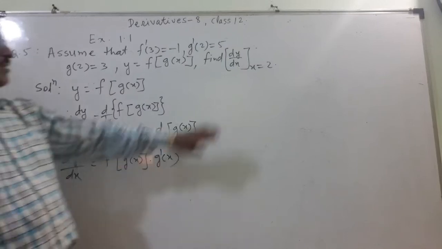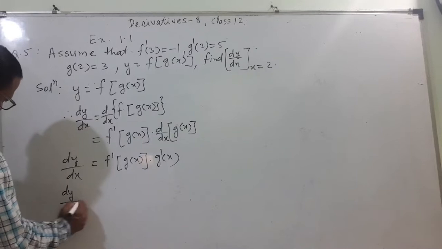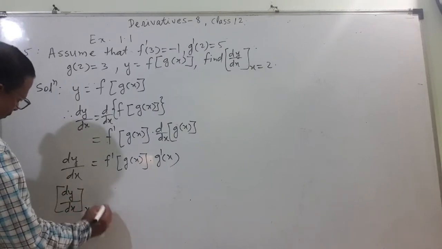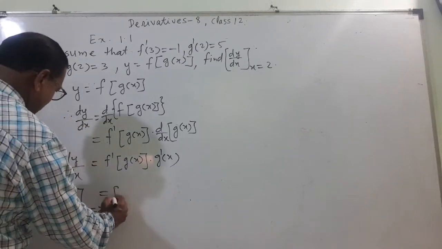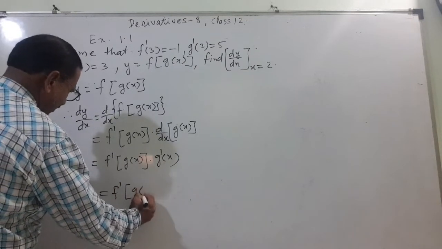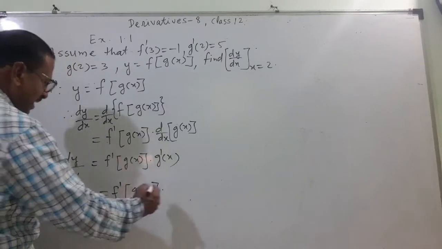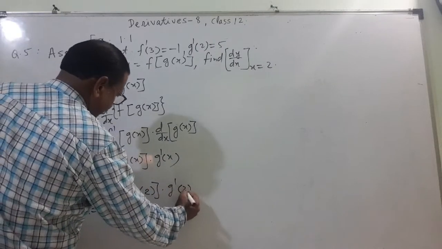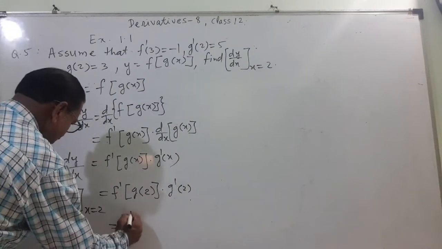In general, I have got the dy by dx. But I am asked dy by dx at x equal to 2. So here I will write dy by dx at x equal to 2. Wherever I find x, there I will write 2. So this is f dash of g of x, x means 2, into g dash of x, x is 2, g dash of 2.